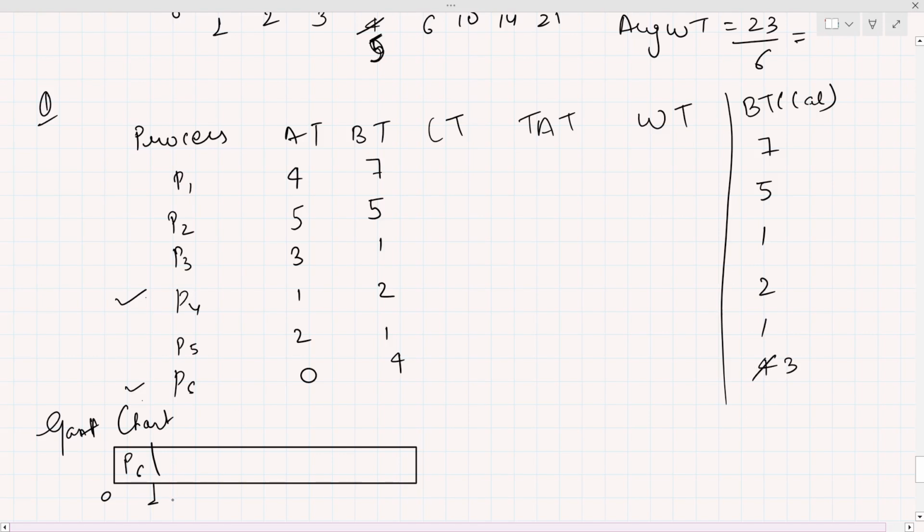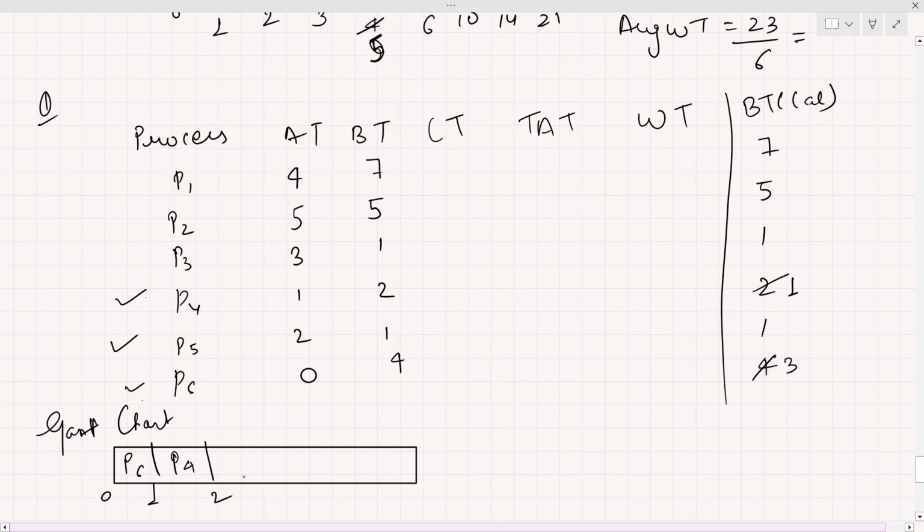After that, at 1 we have 2 processes, P4 and P6. Whichever has the smallest burst time will get the CPU. So P4 has the smallest burst time, so definitely it will get the CPU. For how much time? Till 2. Why? Because at 2 we have 3 processes available, so we have to select the process among these 3. P4 also ran for 1, so the burst time of P4 left is 1.